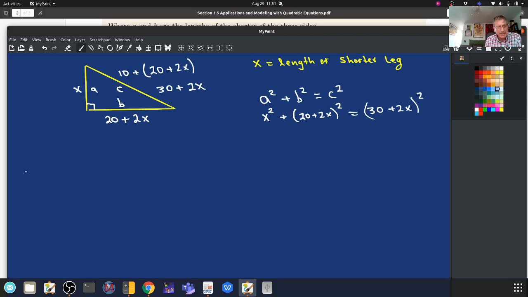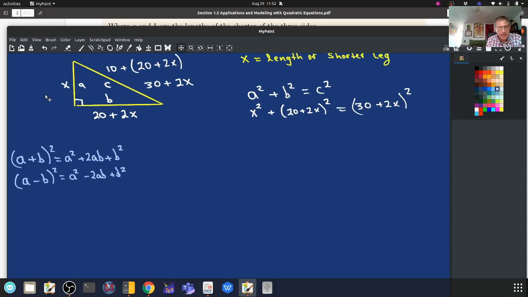So way back in the day, we learned that A plus B squared is equal to A squared plus 2AB plus B squared. These are special products. And that A minus B squared is equal to A squared minus 2AB plus B squared. So let's use that here to help us out.